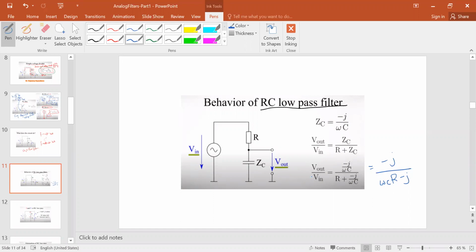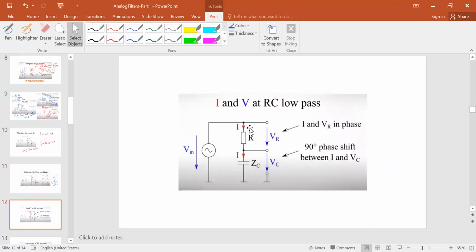So your V out over V in does not only contain magnitude. It will also contain some phase part because of the presence of this complex number J, because J is minus 1 under the root. It's a complex number. Okay, we'll come back to this later on. So let's move forward and look into the behavior of the phase.